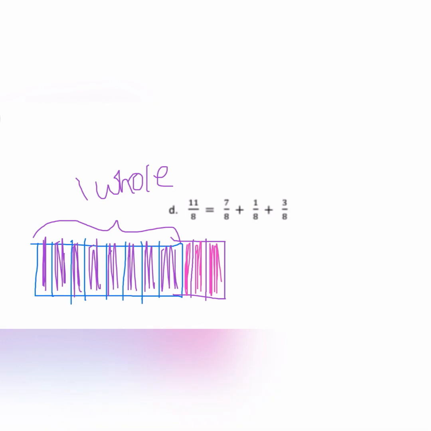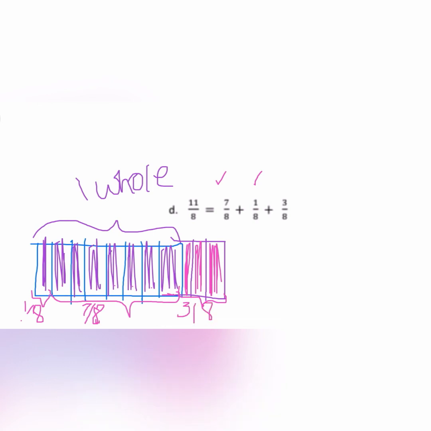And now we have to label 7/8, 1/8, and 3/8. 1/8 would just be this one piece right here. So I'll check that off. Next, we can label 7/8. 1, 2, 3, 4, 5, 6, 7. So we have 7/8. Check that off. And now we have to label 3/8. This would be 3/8.